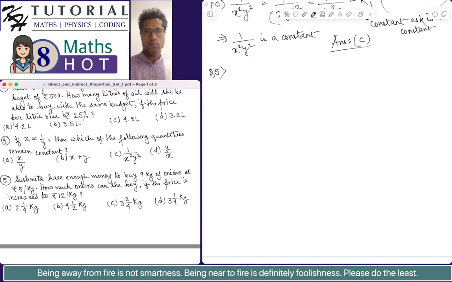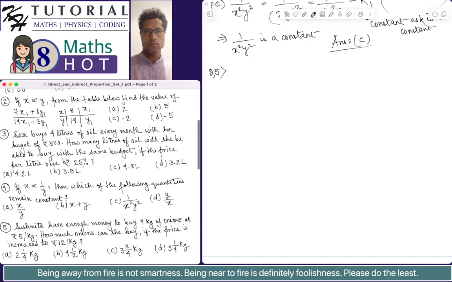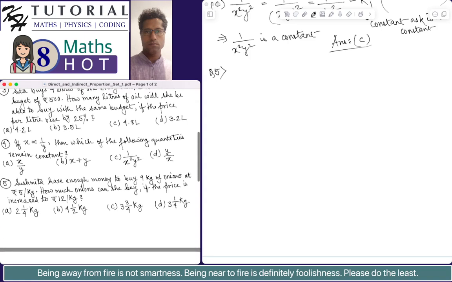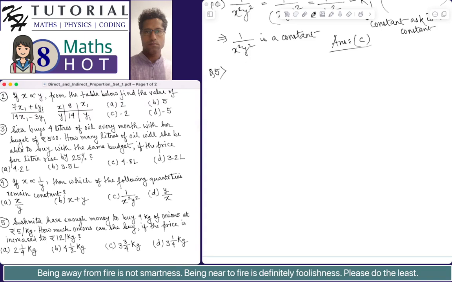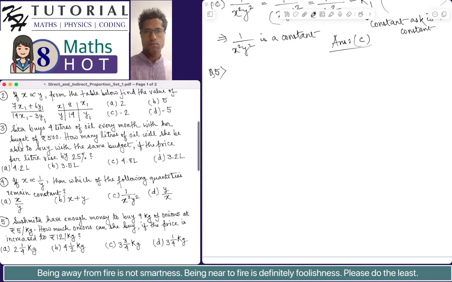Okay. So basically, if she can buy 9 kg of onions at rupees 5 per kg, the cost of 9 kg of onions is rupees 45. So Sushmita has rupees 45. Now how much onions can she buy if the price is increased to rupees 12 per kg? I think this question is very similar to question number 3. In fact, this question is a little more straightforward, even though the pattern of the question is the same as 3.